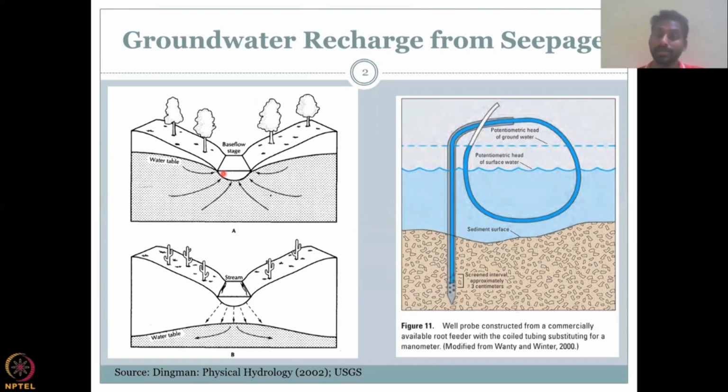Similarly, in a natural environment where there is a water body and a high elevation land with a groundwater table, water would flow into the stream, river, network, whatever you call it, lakes, ponds, etc. That is recharge into the stream, but it is a discharge for the groundwater. In this lecture, we are looking at groundwater recharge.